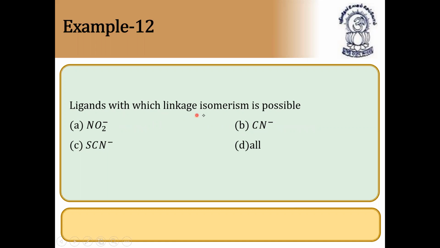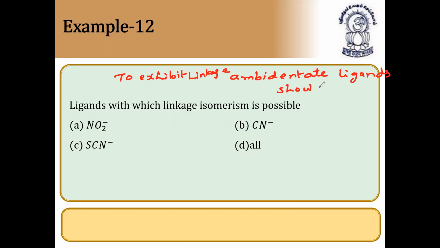Ligands with which linkage isomerism is possible. Linkage isomerism possible means it should be ambidentate ligands. What is that? To exhibit linkage isomerism, the ligand should be an ambidentate ligand. So what are ambidentate ligands?